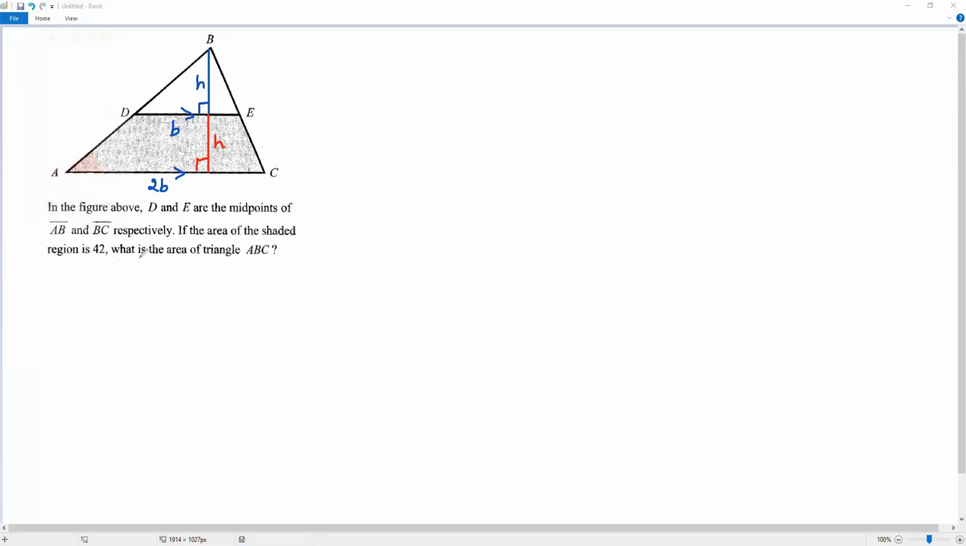How can I decide this is a trapezoid? Because the two sides are parallel, DE and AC. So in a quadrilateral, if two sides are parallel, then the quadrilateral is a trapezoid. Okay, now let's find the area of this trapezoid, ADEC.